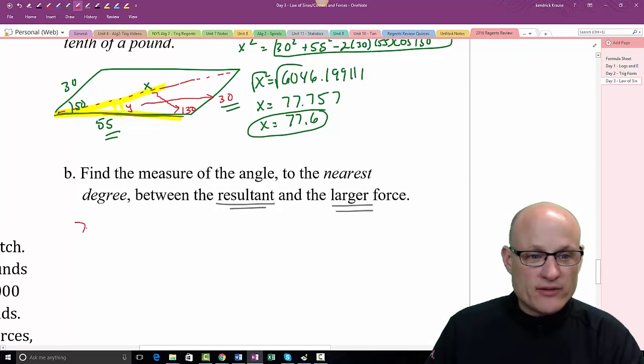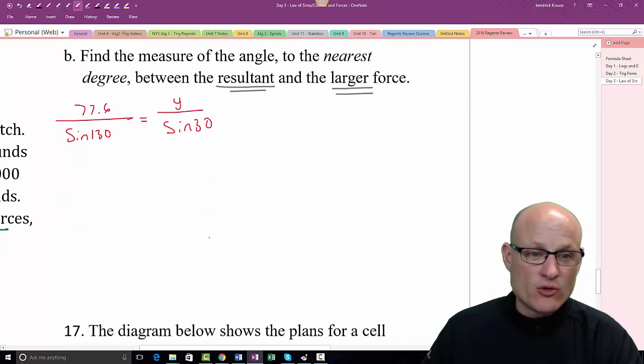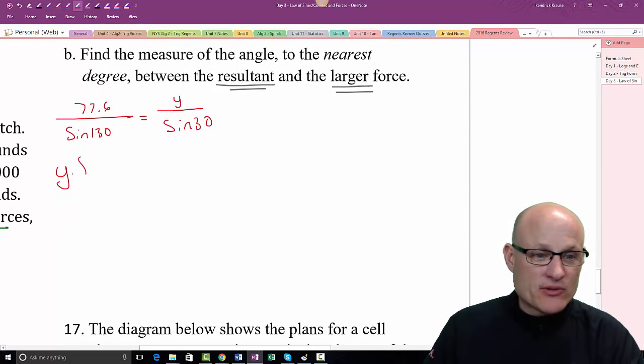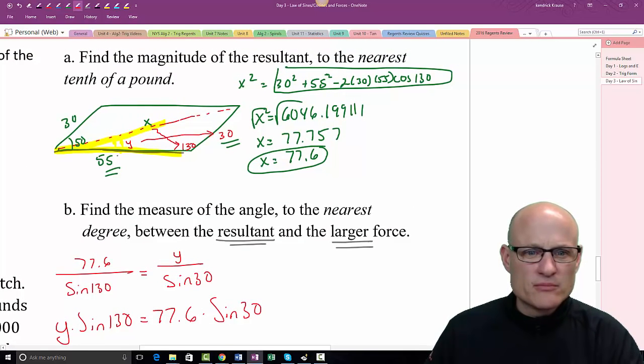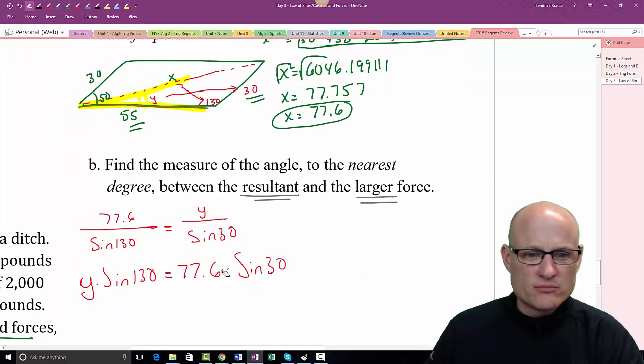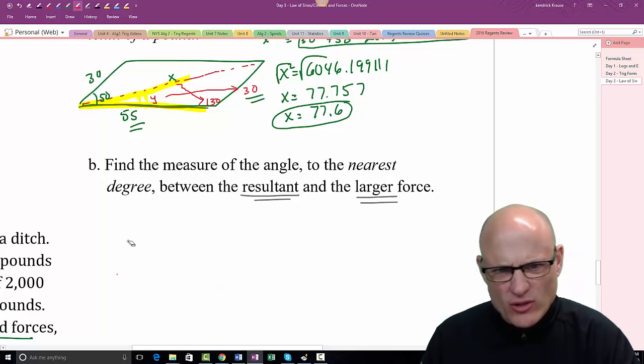So we're going to use 77.6 over the sine of 130 is equal to y over the sine of 30. And we'll just go from there. Y times the sine of 130 is equal to 77.6 times the sine of 30. Where are these numbers coming from? All right, I just screwed that up. Totally messed that up. So let's start over again.